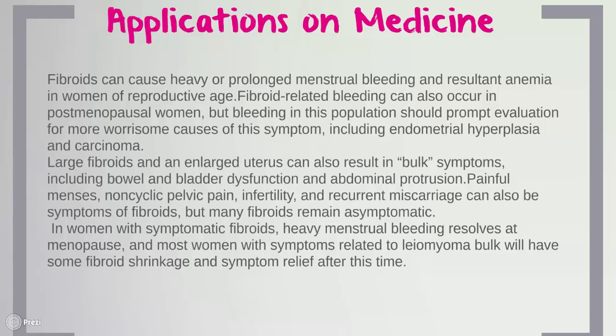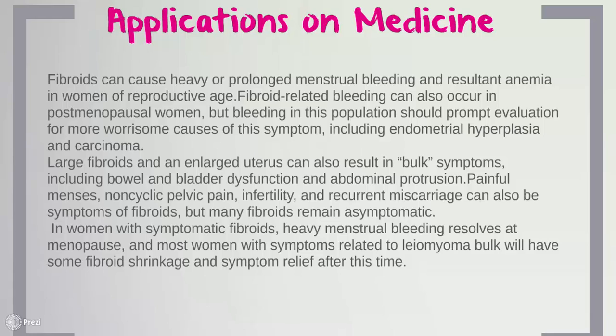Application in medicine. Fibroids can cause heavy or prolonged menstrual bleeding and resultant anemia in women of reproductive age. Fibroid-related bleeding can also occur in postmenopausal women, but bleeding in this population should prompt evaluation for more worrisome causes of this symptom, including endometrial hyperplasia and carcinoma.